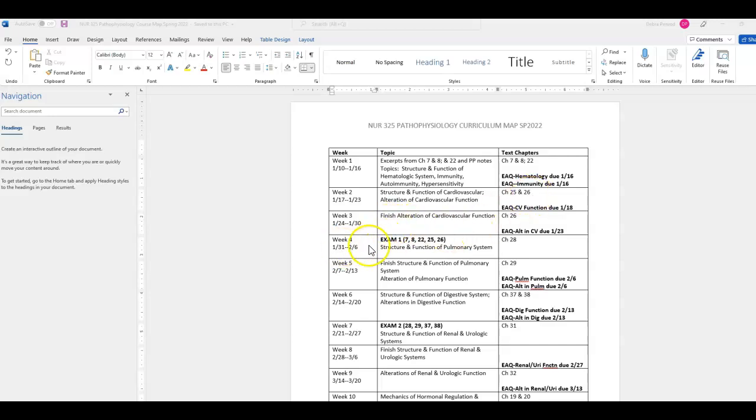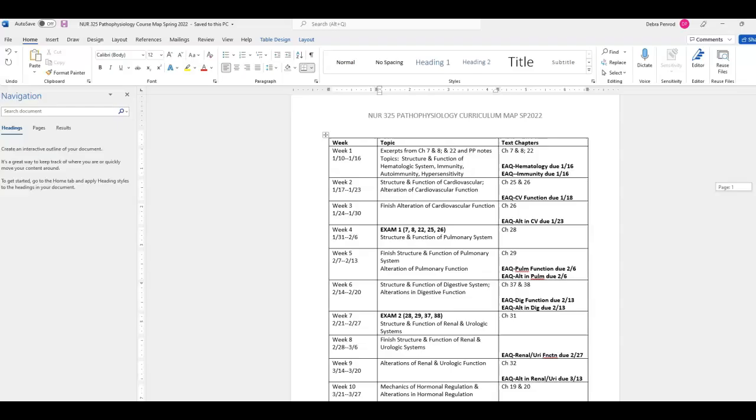And then by week 4, we're going to have our first exam over chapters 7, 8, 22, 25, and 26. My plan is that on exam days you'll take the exam and then you'll leave, and I'll provide an audio PowerPoint for the next chapter, or some activity that helps you learn the information, because the following week I'm going to finish up talking about structure and function of the pulmonary system. Okay, I'm sure you can follow along with this curriculum map.